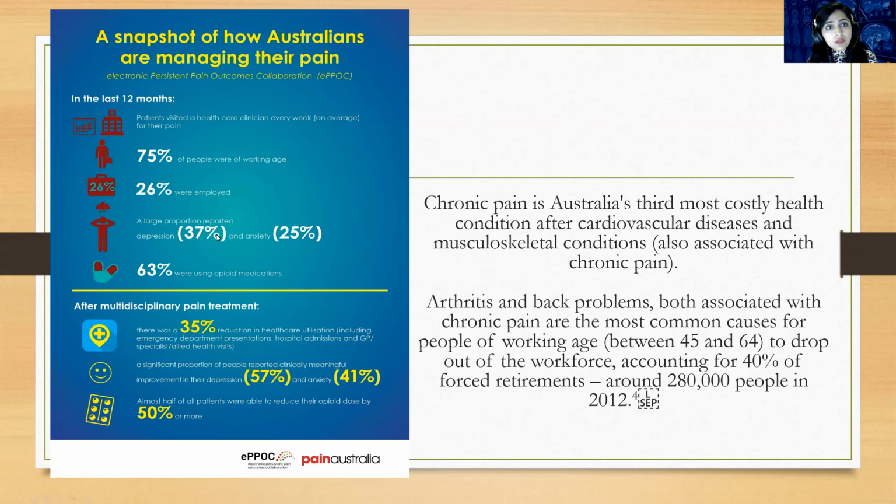And after multidisciplinary pain treatment, 57% of patients actually show improvement in their depression, and 41% of patients show improvement in their anxiety. Since most of these patients were treated with opioids before multidisciplinary pain management, 63% were using opioid medication. But after using the multidisciplinary pain treatment approach, almost all of the patients were able to reduce their opioid dose by 50%.